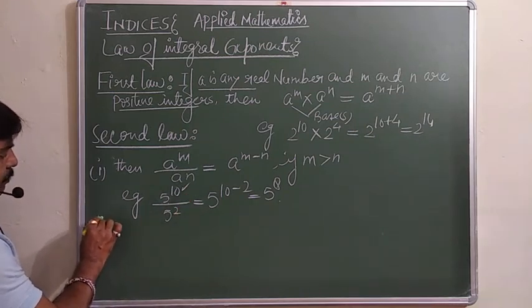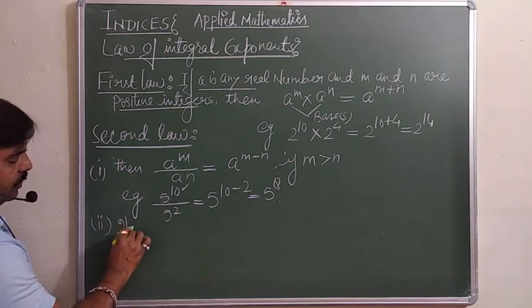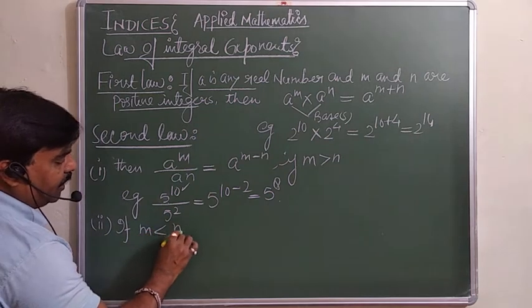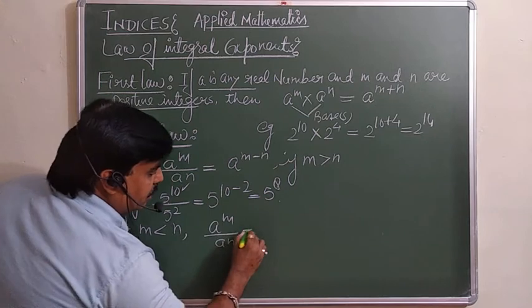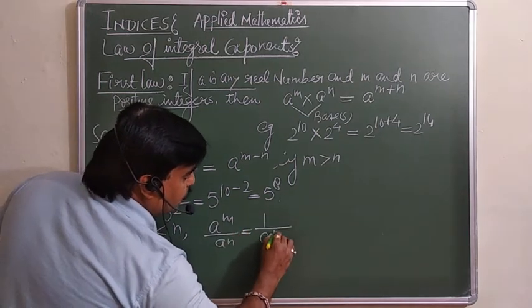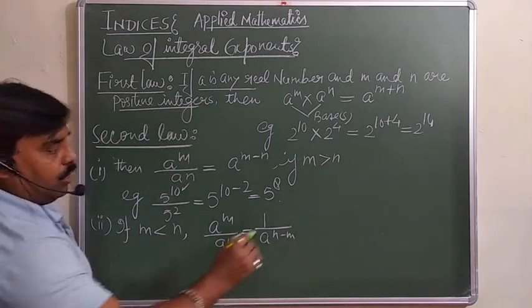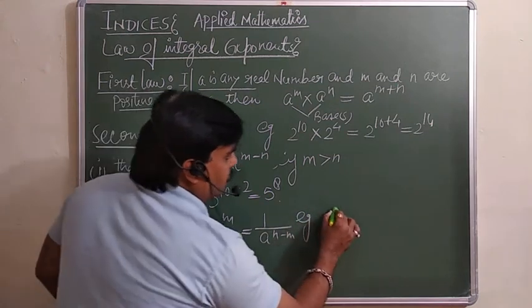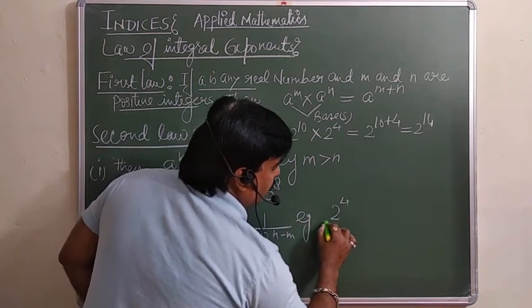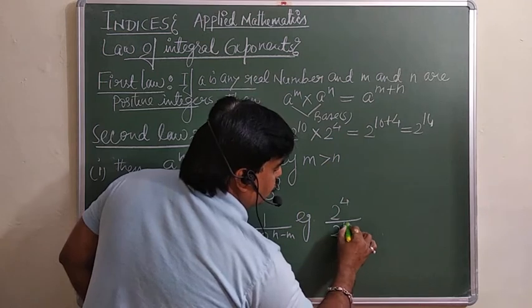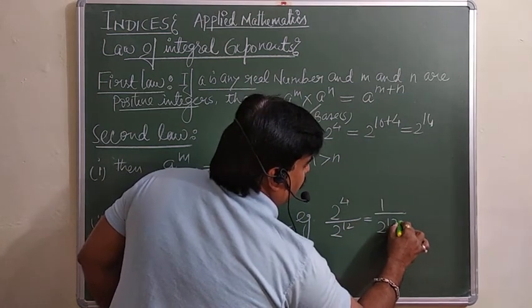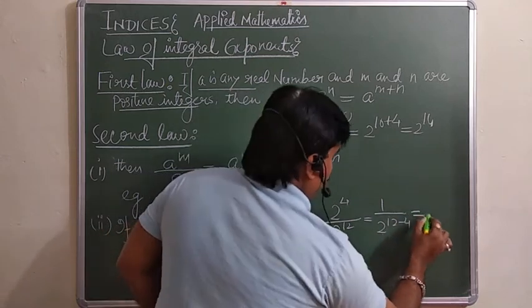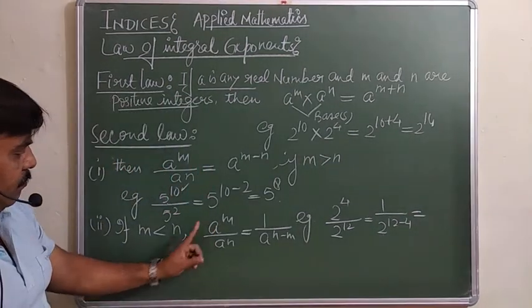Second case. If m is less than n, then a raised to power m over a raised to power n is equal to 1 over a raised to power n minus m. For instance, suppose 2 raised to power 4 divided by 2 raised to power 12. This can be written as 1 over 2 raised to power 12 minus 4. Here m is less than n.